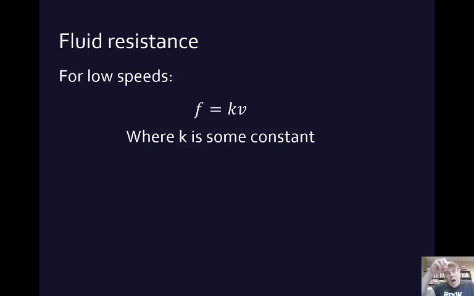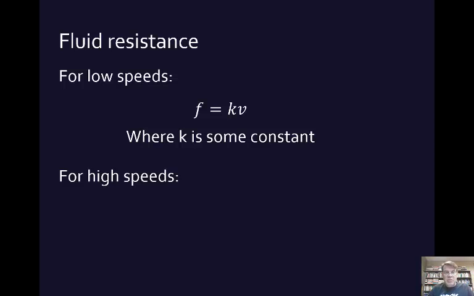If you drop a rock into water, it's going to move at a fairly low speed, and so the resistance of the fluid to the rock as it falls down is going to be roughly directly proportional. Now, what's interesting is when we get to high speeds, the formula for the friction goes way up.